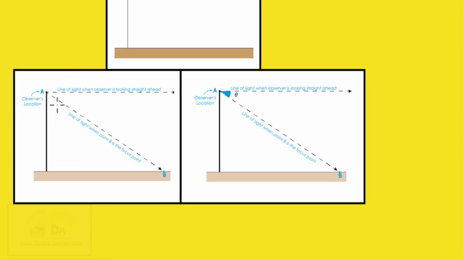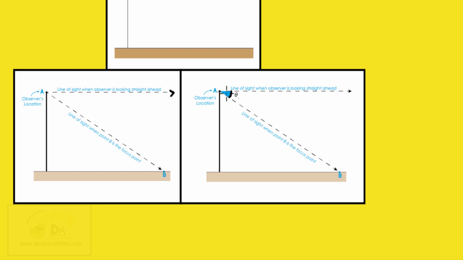Now, if the person decides to look downwards at an object B on the ground, the line of sight is this diagonal line of sight. The angle formed between the horizontal line of sight and the actual line of sight, because the person is looking downwards, is this angle here, and it's known as an angle of depression. It's the angle of depression of point B from A, because we're looking from A at point B.